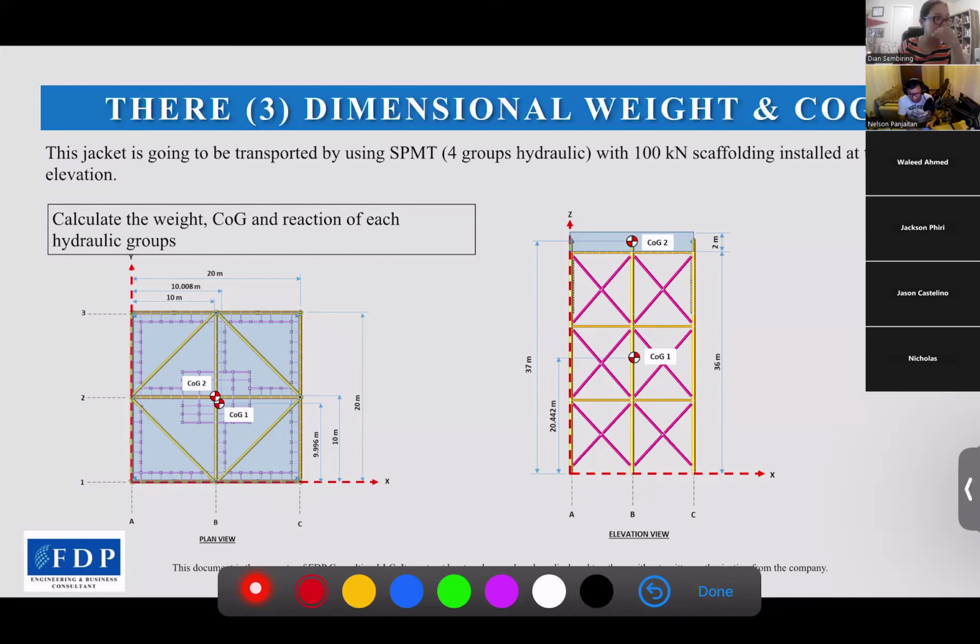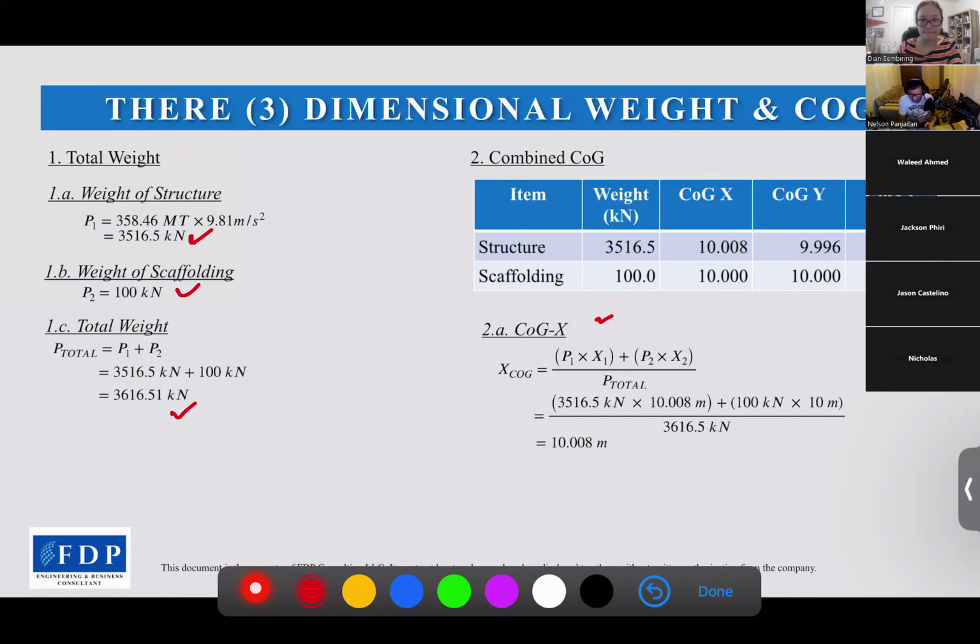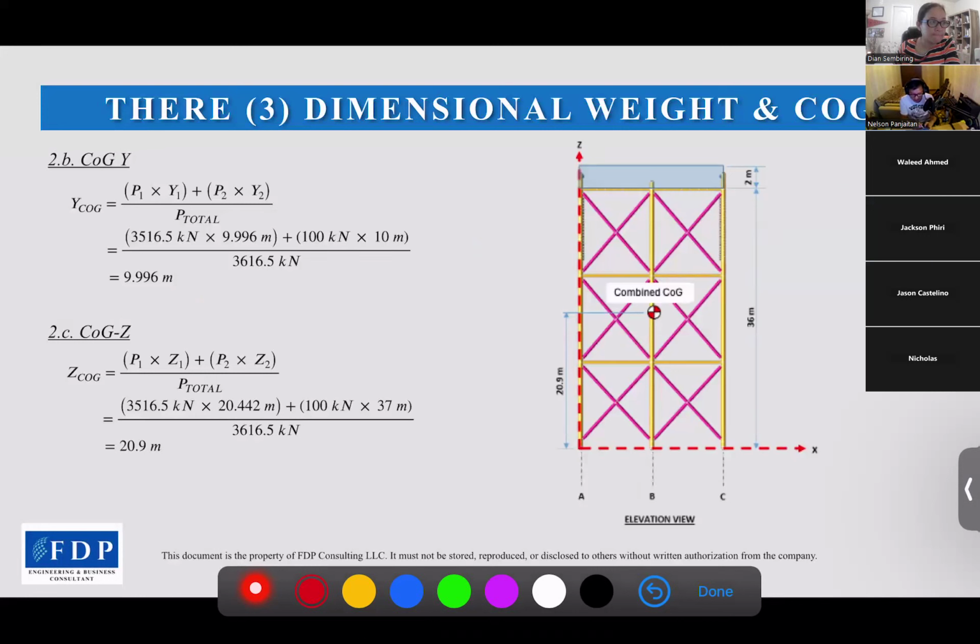To get the COGX, we use the formula with the COGX for each item here: P1 times X1 plus P2 times X2, then divided by the total weight. And then we got the COGX is 10.008 meters. And then for COGY, we just change the coordinate per item to use the coordinate Y. So we get the COGY is 9.996 meters.